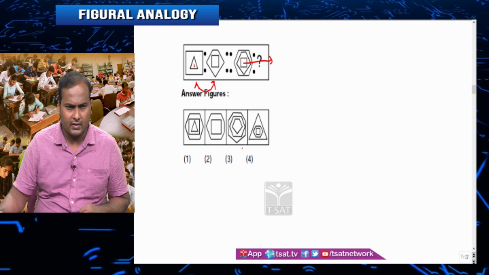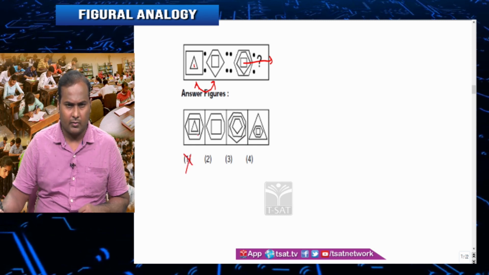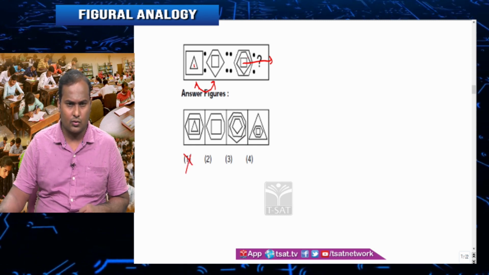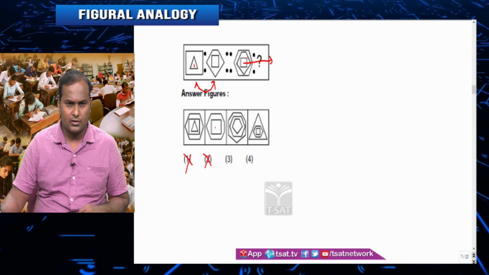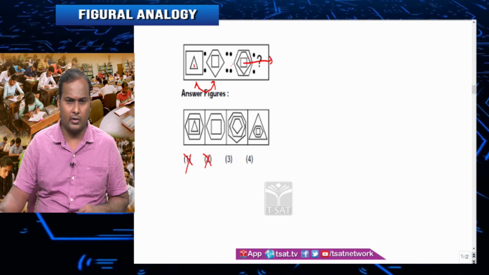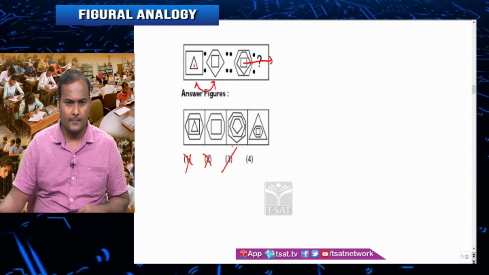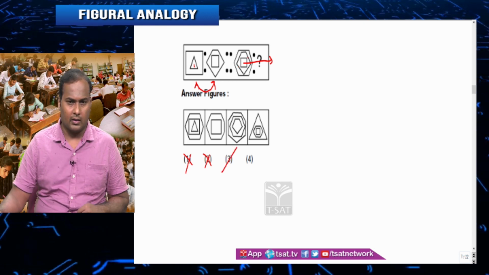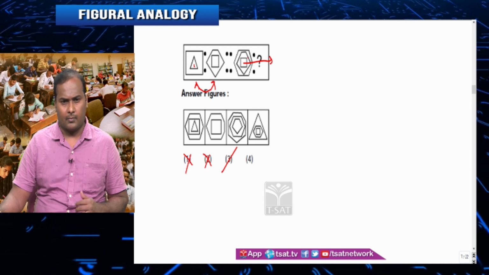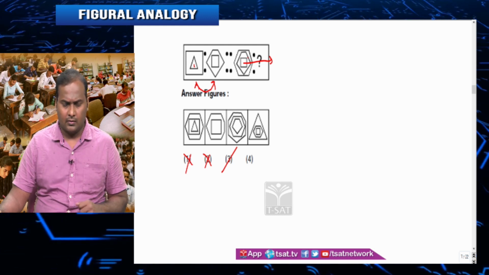The moment I see this, option 1 cannot be your answer because a triangle itself, here you have a square. Option 2, here also a square, not possible because we have to increase by 1. So your answer is option 3, everything is increasing: pentagon, hexagon and heptagon.